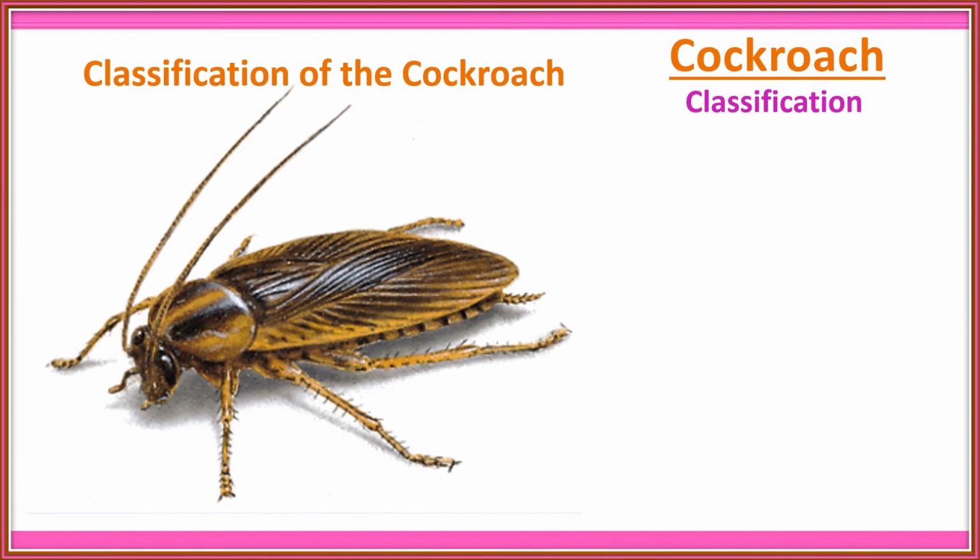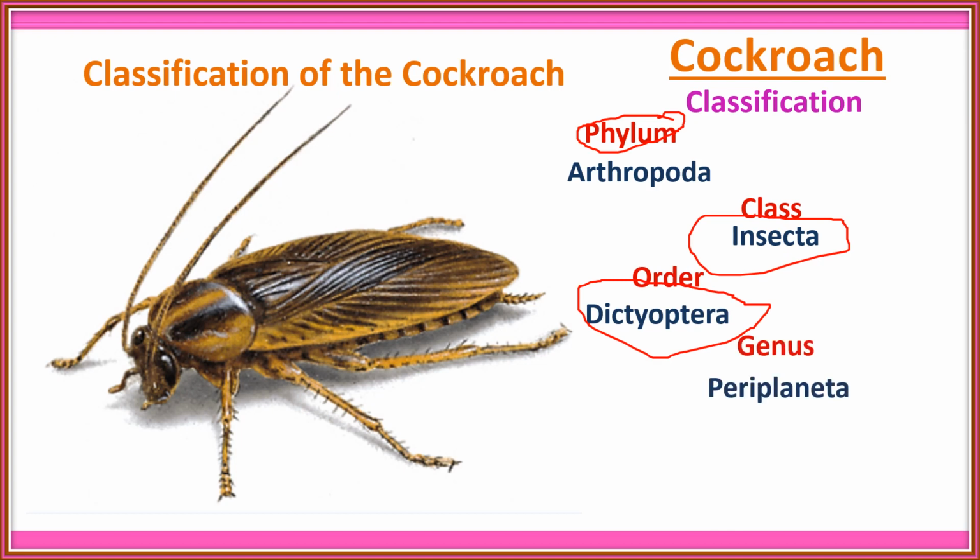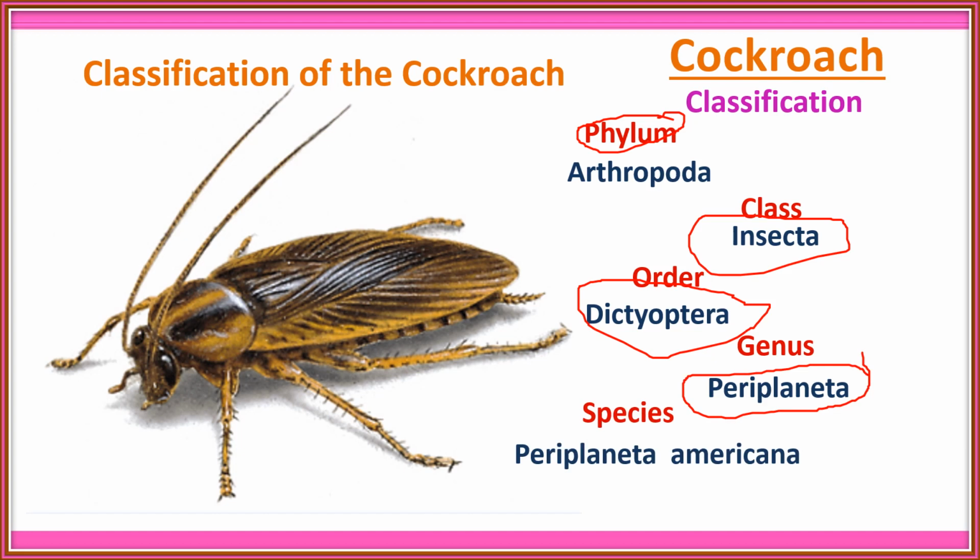Classification of a cockroach. It is in phylum Arthropoda. It is in class Insecta. The order is Dictyoptera, and its genus is Periplaneta, and the species is Periplaneta americana.